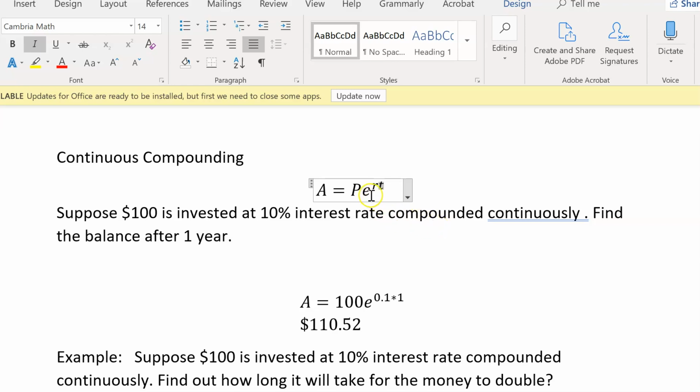The same problem as we did before, but now the interest is compounded continuously. So P would be 100. And r would be 0.1 because you're doing 10%, times the number of years, which would be 1, because you want the balance after 1 year. So when you use this formula, 100 times e to the 0.1 times 1, if you calculate that, you get 110.52.